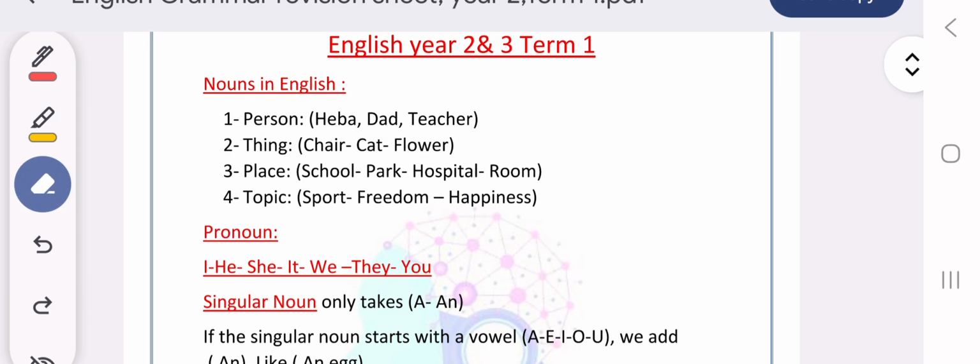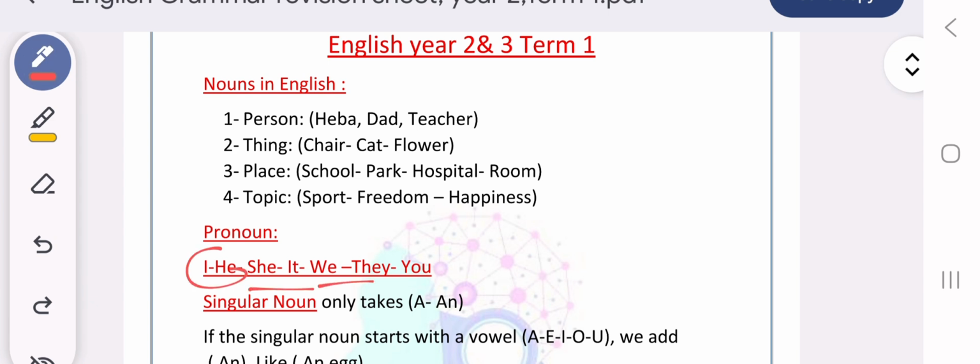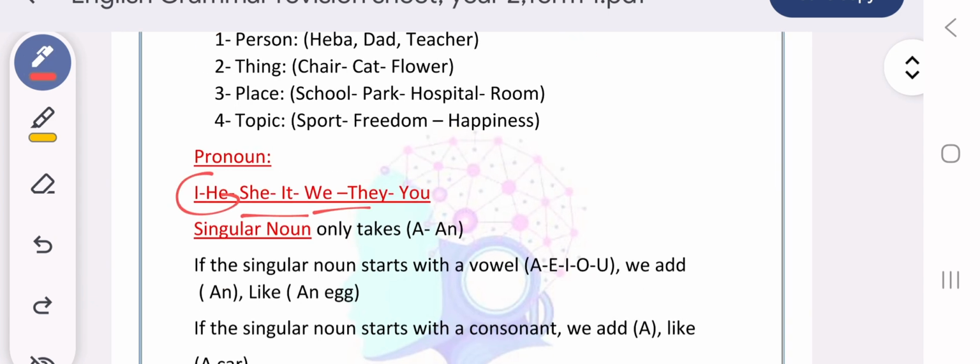Okay, teacher, all the time I will say Hiba, Hiba, Hiba? Of course not. When we are going to write a paragraph, you need first to say the name. After this, you are going to use the pronoun, like I, he, she, it, we, they, you. We have only one person, only one girl called Hiba? Of course not. We have a lot of girls. Hiba, Samira, Dina, Ahmed. Girls and boys, of course.